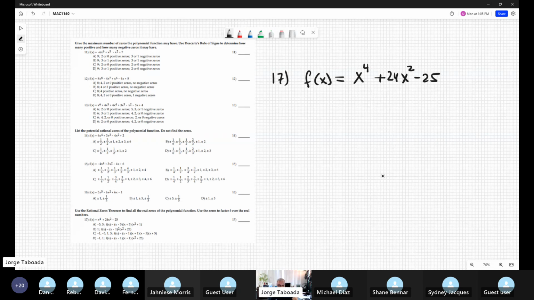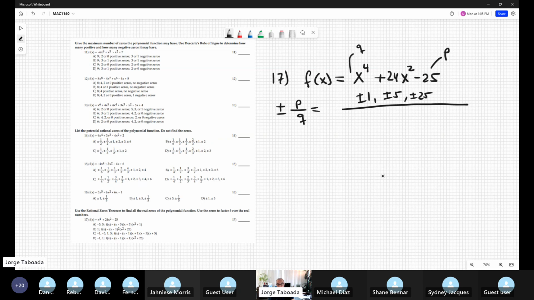First of all, I investigate what is the p, what is the q. p is 25 and q is 1. So plus or minus p divided by q, that is 25 over 1: plus or minus 1, plus or minus 5, and plus or minus 25. The list of the potential zeros are plus or minus 1, plus or minus 5, and plus or minus 25.